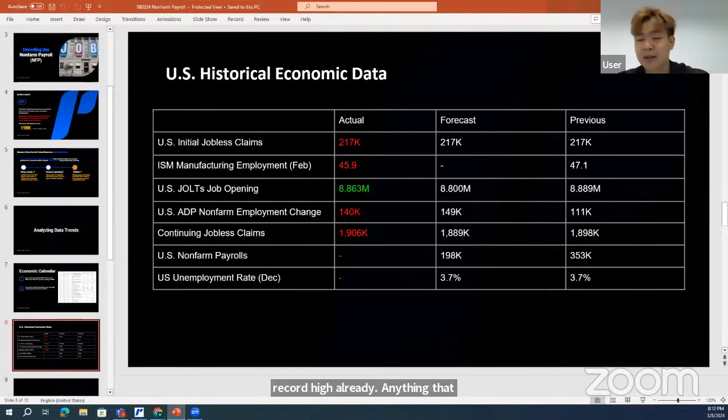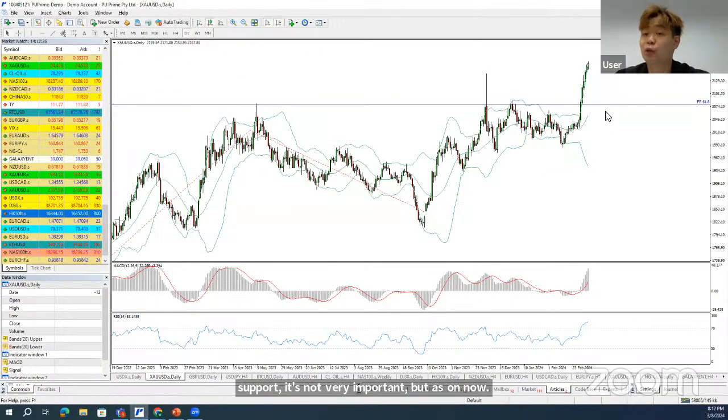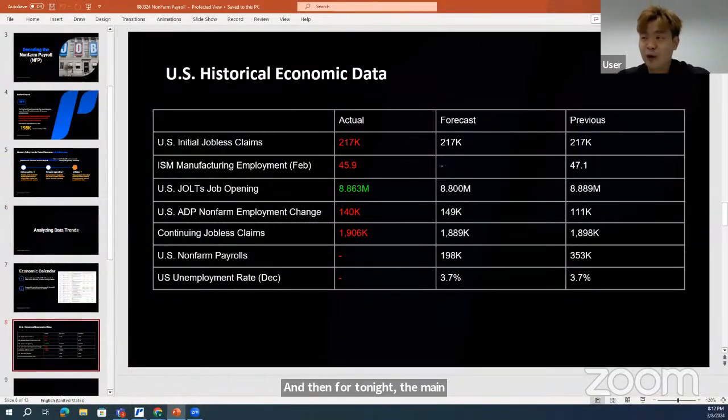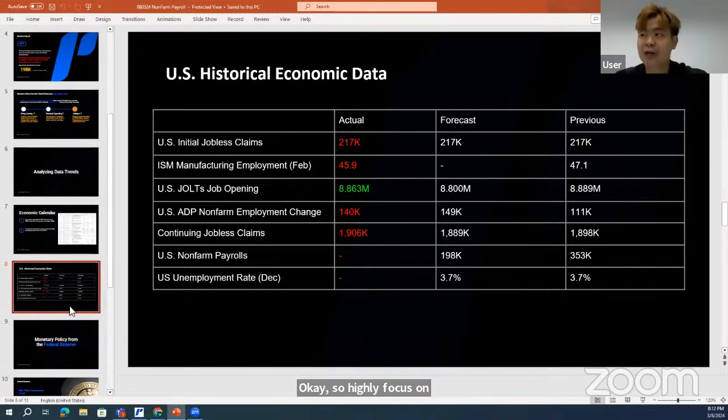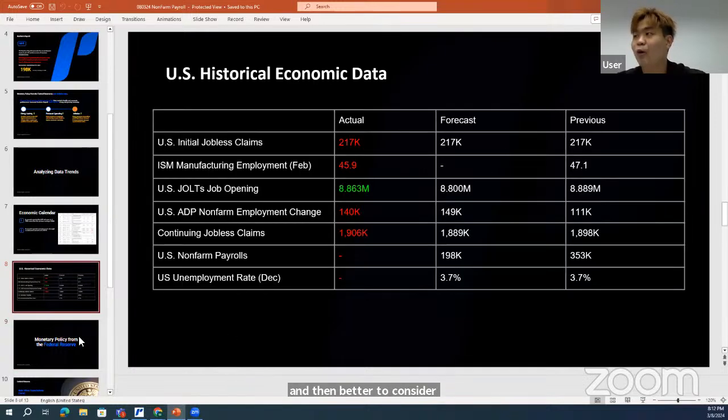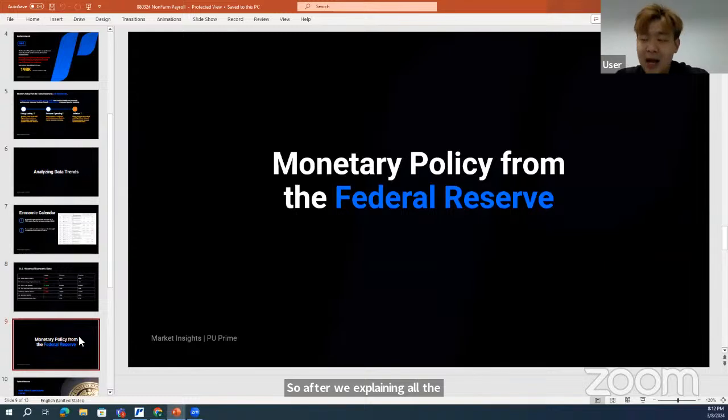Previously, gold would maybe break a small resistance level or a small support level. It's not very important, but as of now, gold has already broken above the record high. Of course, you need to pay extra attention because everyone is focused on it. And for tonight, the main catalyst for the gold market should be mainly the US jobs data. Okay, so focus highly on it. For new traders, please be aware that the risk should be very, very high tonight, and it is better to consider a good risk management strategy.